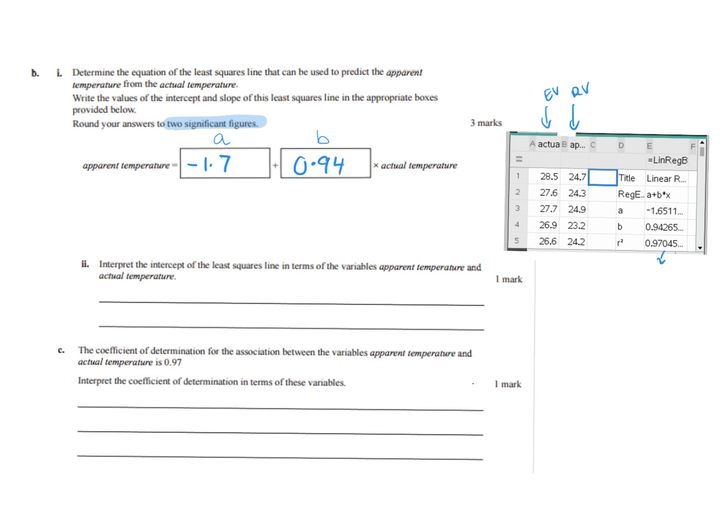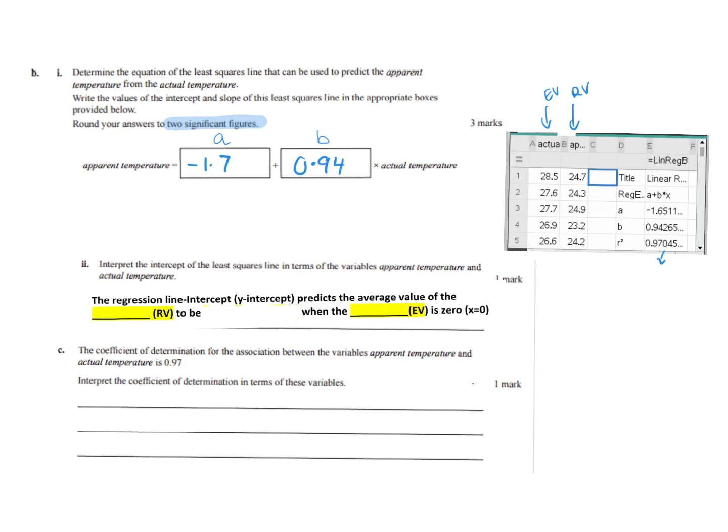And then it says interpret the intercept of the least squares line in terms of the variables apparent and actual temperature. So we just go grab that template again. Okay, so I found the interpret the intercept thing here again. So the regression line intercept predicts that the average value of apparent temperature to be, and then you put the A value, so negative 1.7, when the actual temperature is 0.